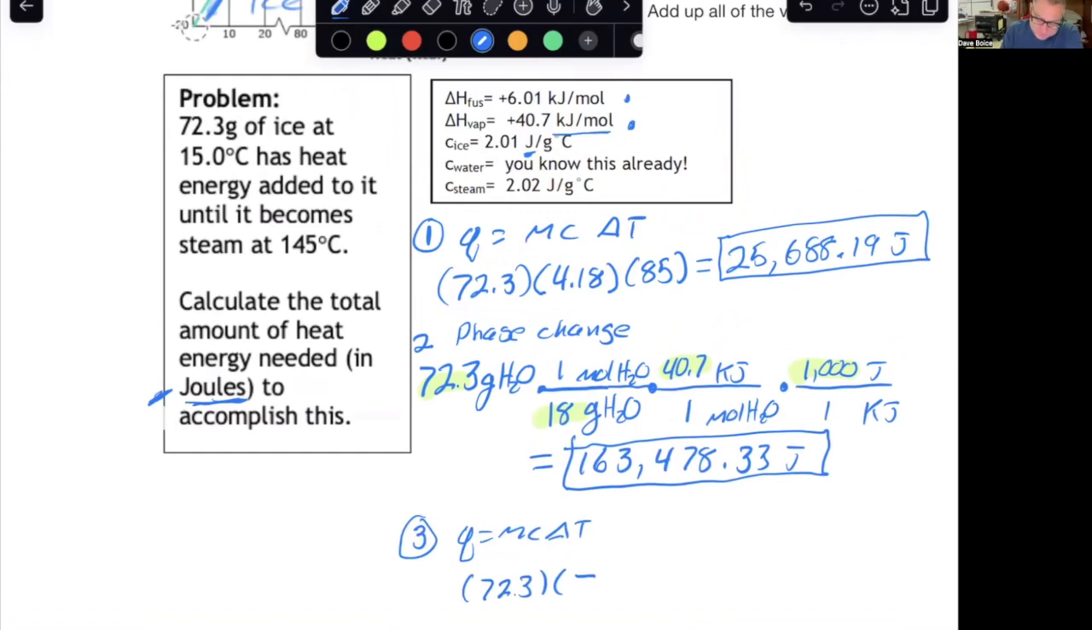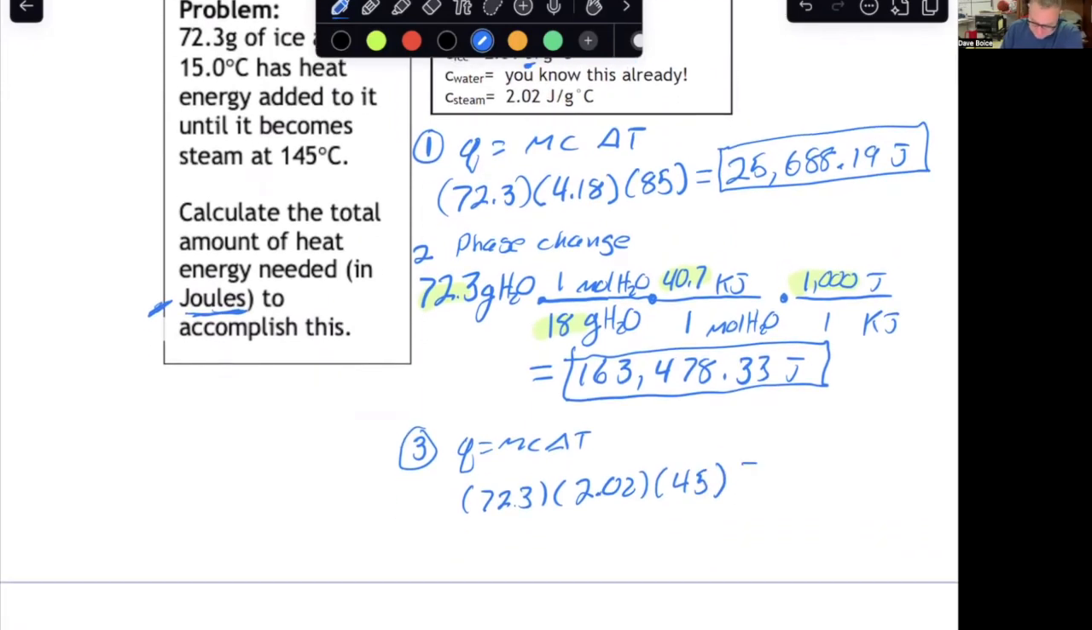Whoops, I started to write joules. So that is going to be steam. So 2.02 and delta T, final minus initial, 145 minus 100 is 45. That's how many degrees we changed. Okay, and the answer to that is going to be 72.3 times 2.02 times 45 is 6,572.07 joules. And that gets us from 100 to 145.